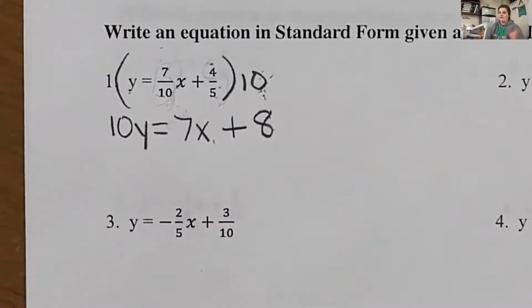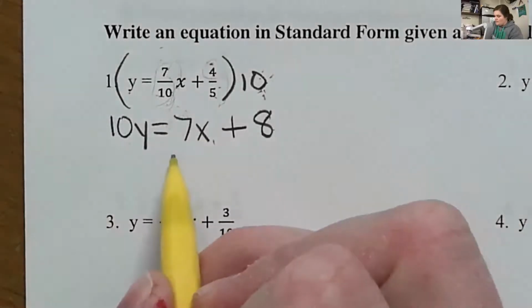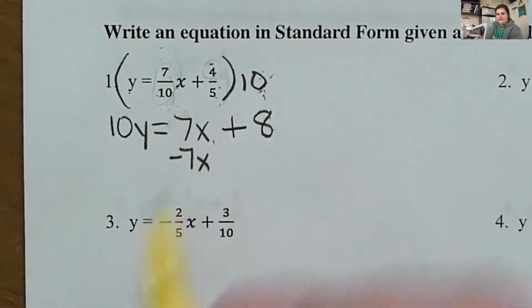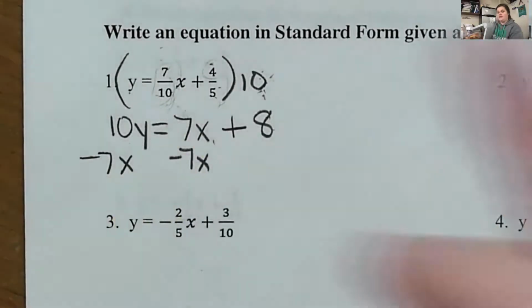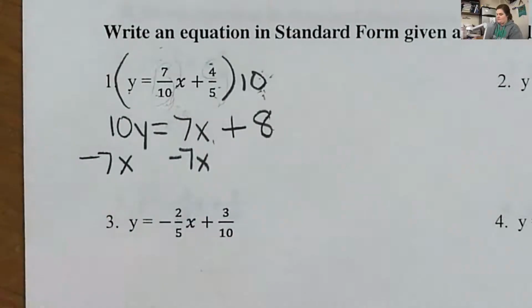Now we need to get all of our x's and y's on one side and our numbers on the other. Well, I see y over here. So I'm going to actually take this 7x and move it over. So in order to move it, I have to subtract it, because if it's going over that equal sign, I got to do the opposite. Whatever I do to one side of my equation, I have to do to my other. So that's now gone. Okay.